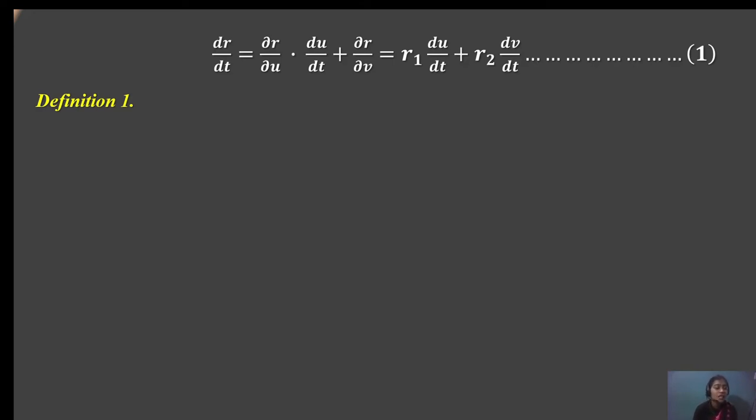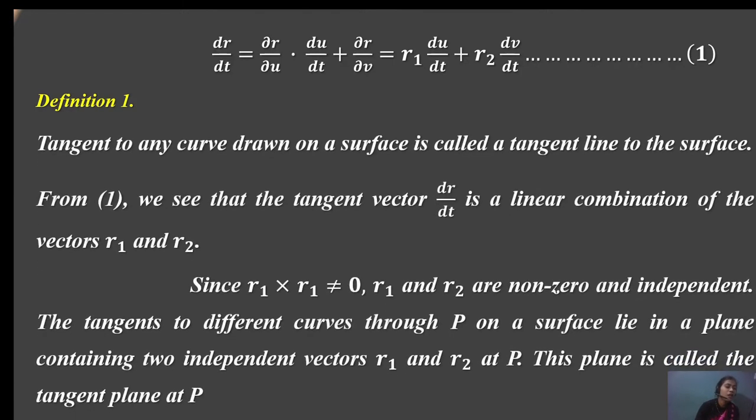Then considering del r/del u as r1 and del r/del v as r2, both r1 and r2 are given by the condition. This is equation first. Then definition first of the tangent plane will be given, and the surface line will be generated.